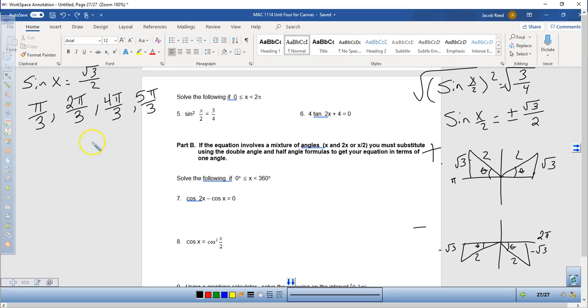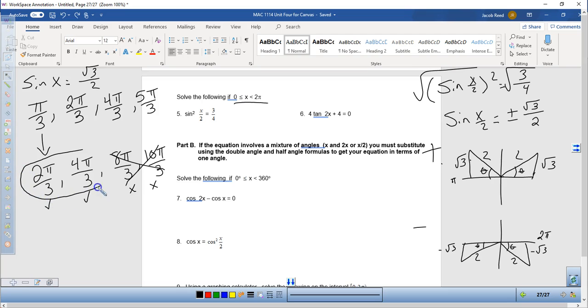Now, according to this being actually a double angle, we have to double all of these. So that means I really have 2 pi over 3, 4 pi over 3, 8 pi over 3, and 10 pi over 3. Now, I wonder, do you see the problem? This one works. This one works. But these two do not, because they are outside of this range. So only these two work. They're the only two that fit in the range.